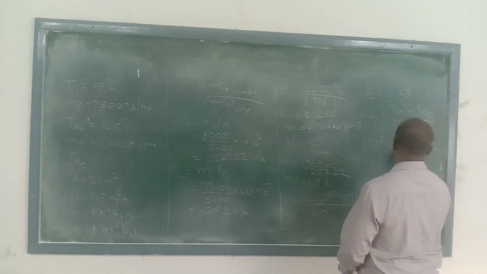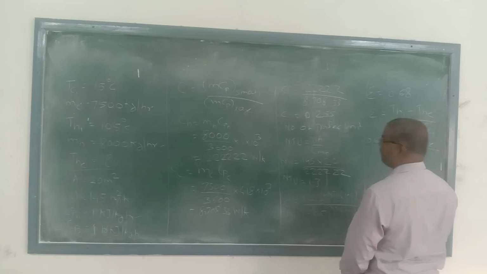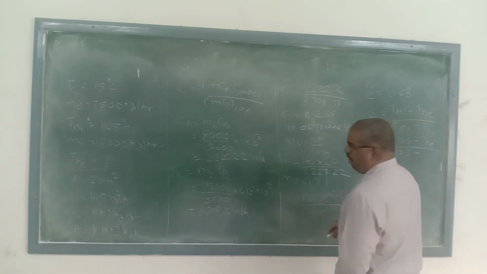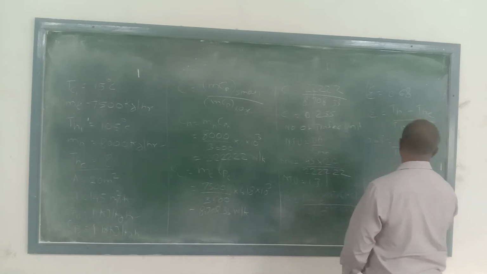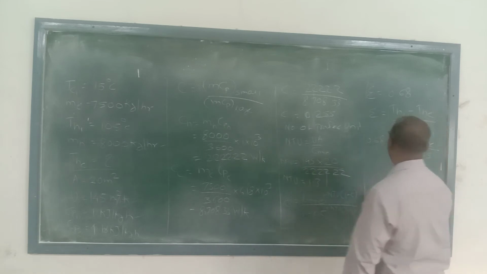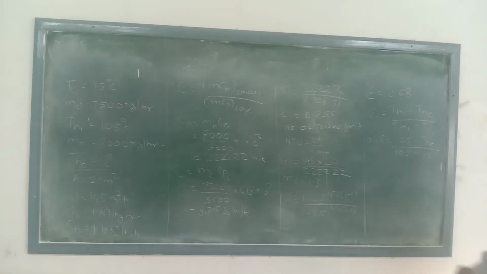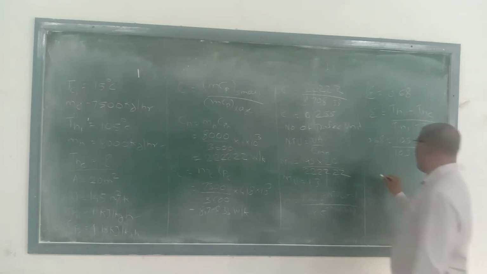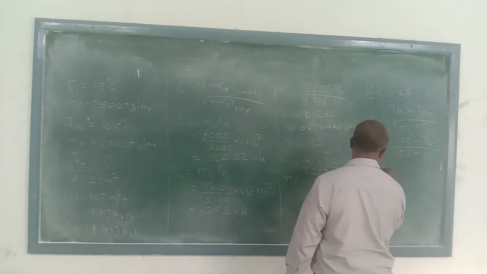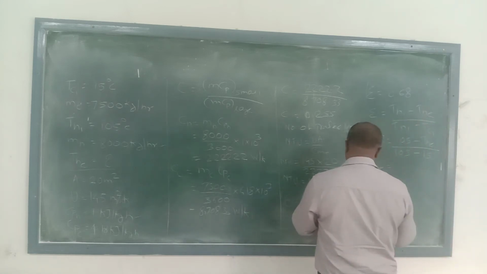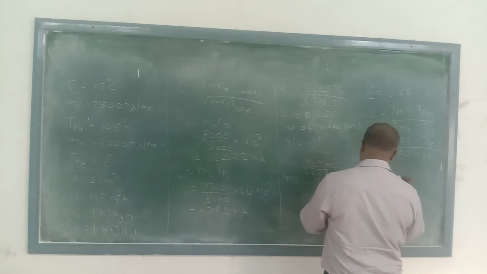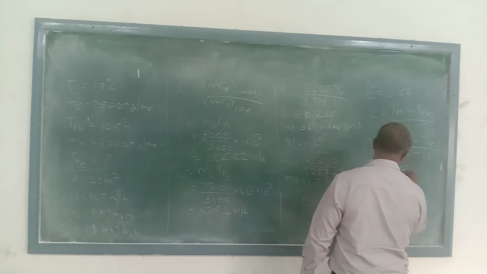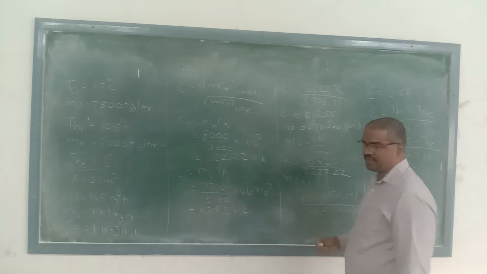Next, THI minus TCI, which is 15 degrees. So we have substituted the values in this formula, and after solving this we are getting THE as 43 degrees Celsius.